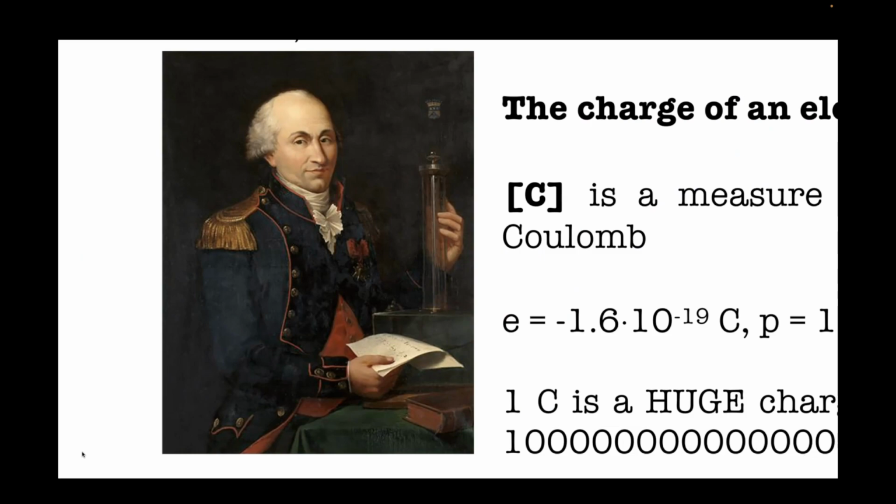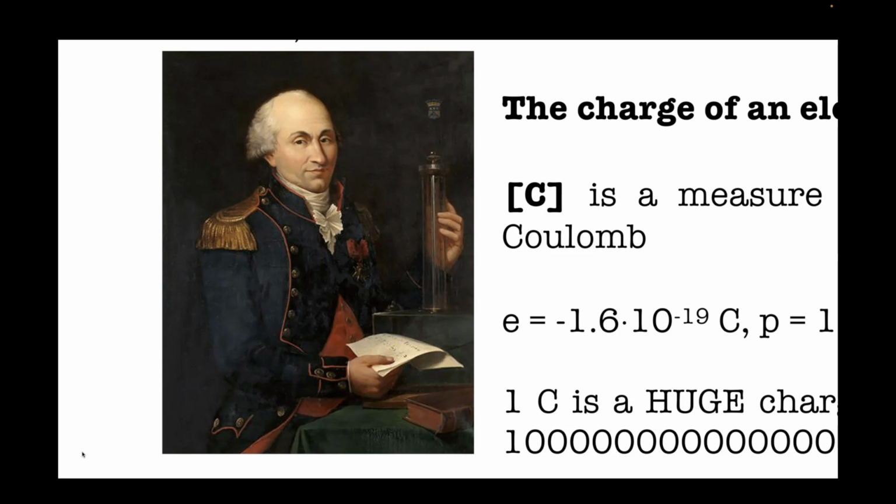Here's the picture of Charles Coulomb. He studied the interactions between charged objects. Charges can attract and repel each other. You know that opposites attract. So plus and minus would be attracting each other. 2 negative charges would be repelling each other, and 2 positive charges would be repelling each other.